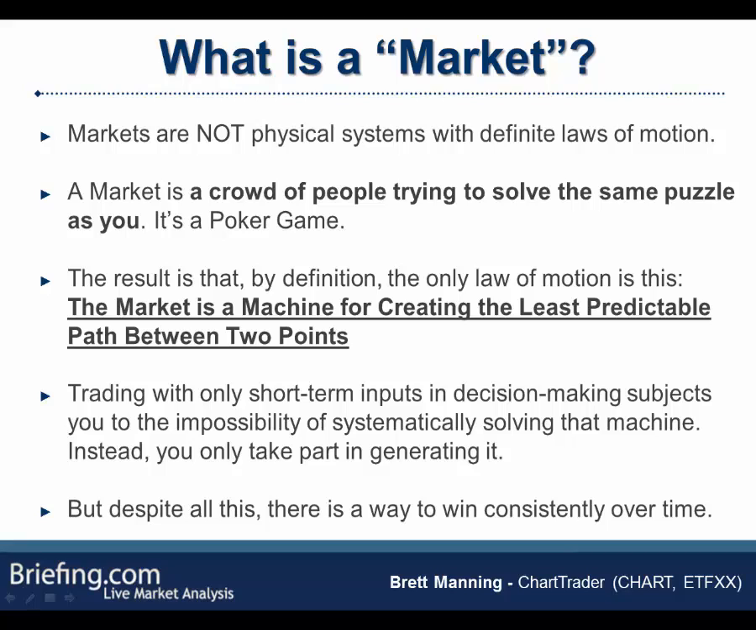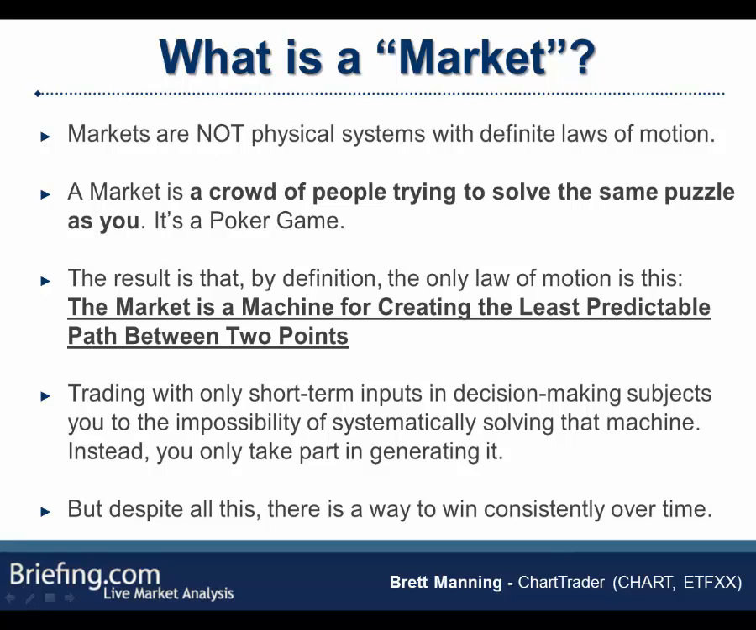Okay, really quickly, I think this is also important when you're conceiving your strategies in markets. What is a market, right? A market is not a physical system. A lot of traders approach markets as if it was just a physical system with laws of movement. And it's not. It's a big crowd of people, and all of them are trying to solve the same puzzle that you are, right? Or it's a poker game, another way to think about it.